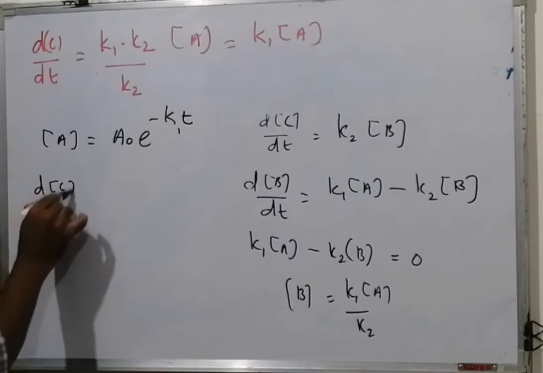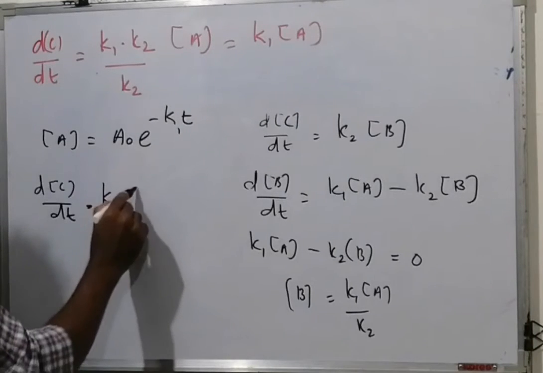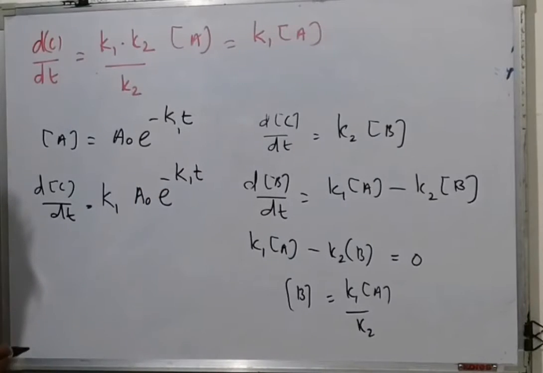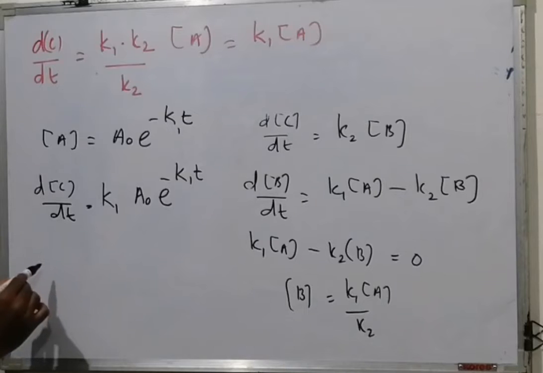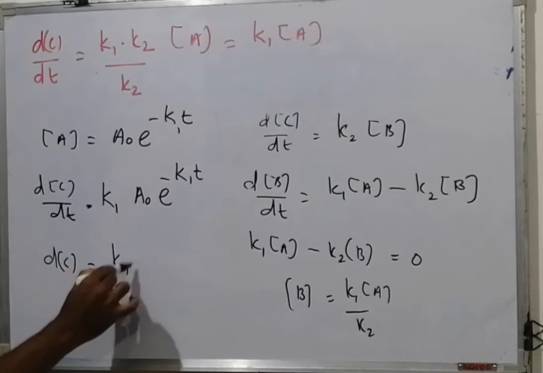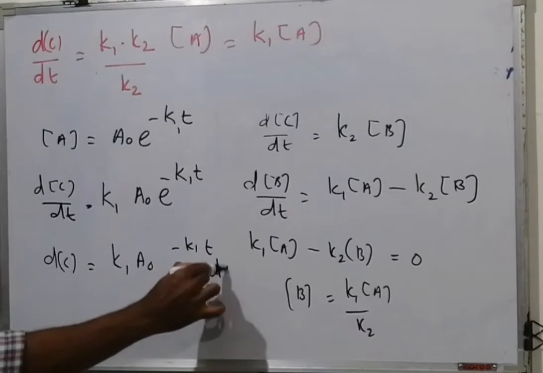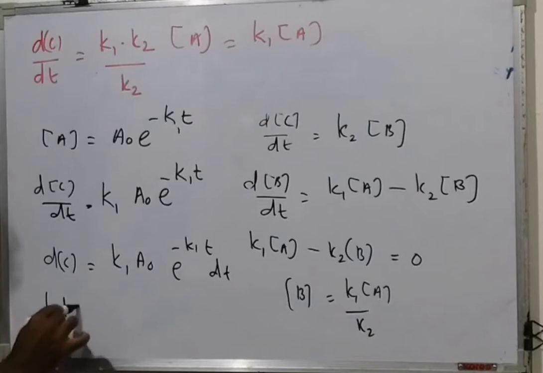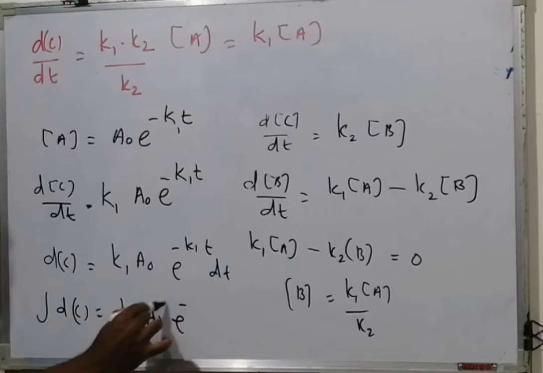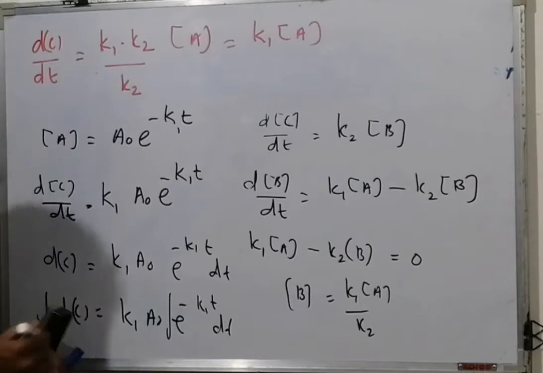Therefore, dC by dt is equal to K1 into, instead of A, you can write A0 e raised to minus K1t. Or dC is equal to K1 A0 e raised to minus K1t dt. If you integrate, dC is equal to K1 A0 integral of e raised to minus K1t dt, because A0 and K1 are constant.